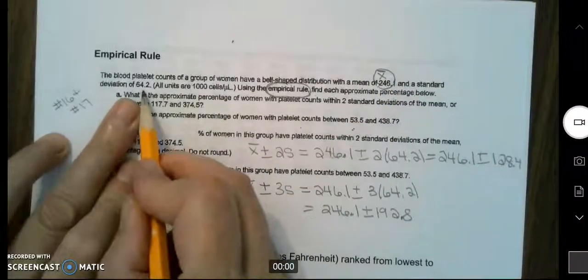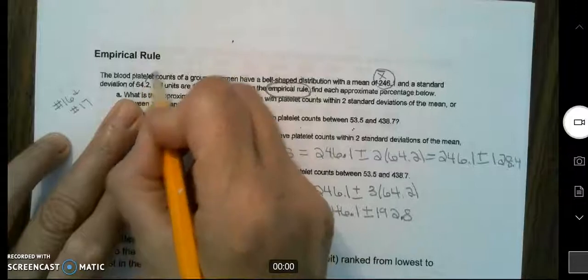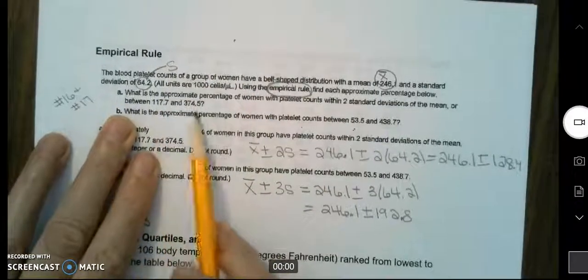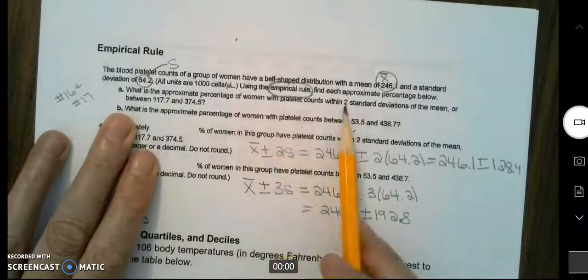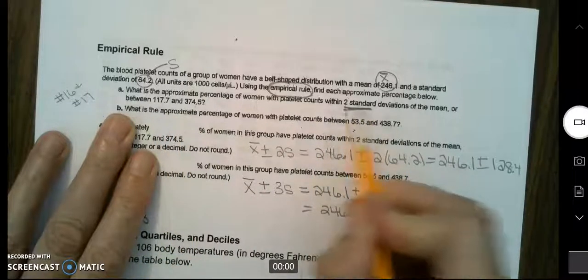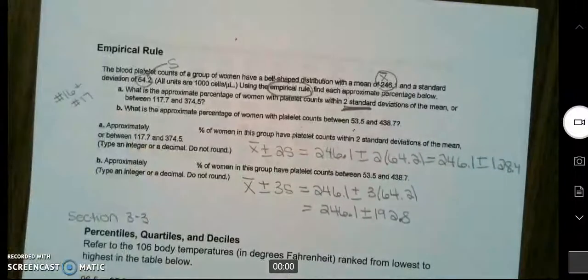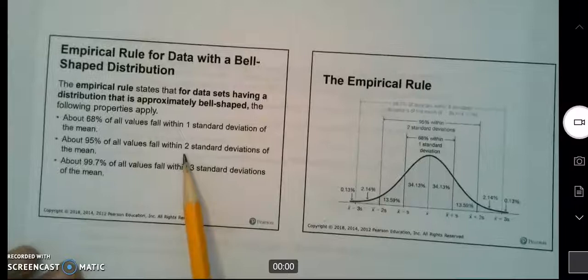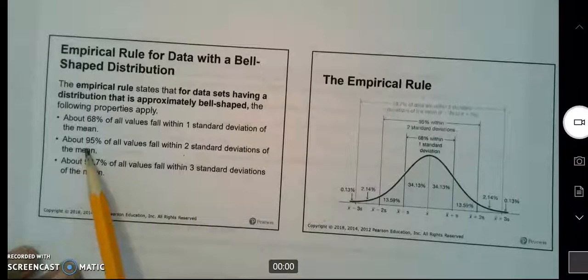And a standard deviation of 64.2. So that's my S. Okay, it says what is approximate percentage of women that are within two standard deviations or between 117.1 and 134.4. Okay, so it says within two standard deviations. So let's go back to the empirical rule. The empirical rule says two standard deviations is about 95% of the data.